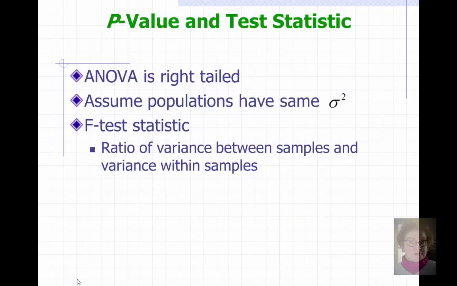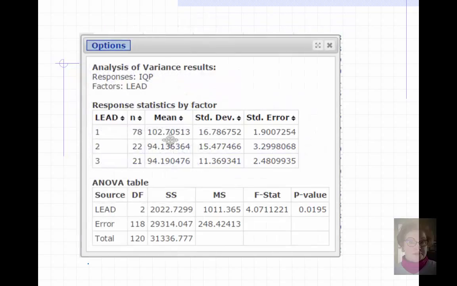Our ANOVA is always right-tailed. We are going to assume that the populations have the same variance and standard deviation. Now, that F statistic is actually a ratio of the variance between the samples and within the samples, and I'm quickly going to go back to my results. And here we have our degrees of freedom. This would be 1 in our numerator, 1 in our denominator.